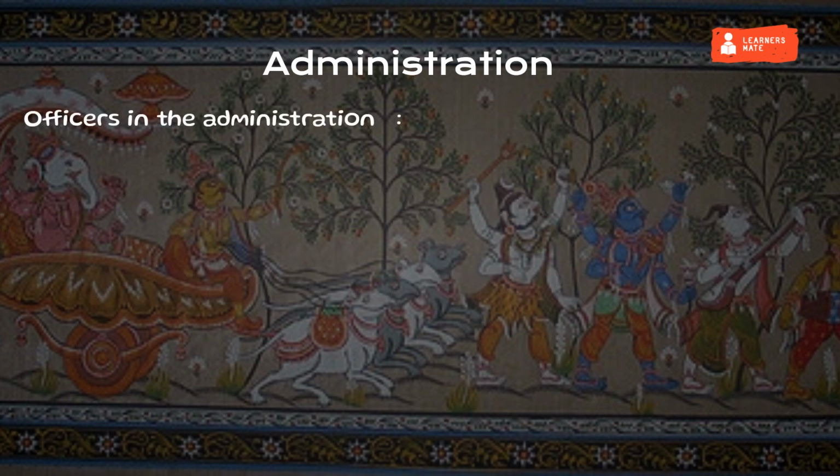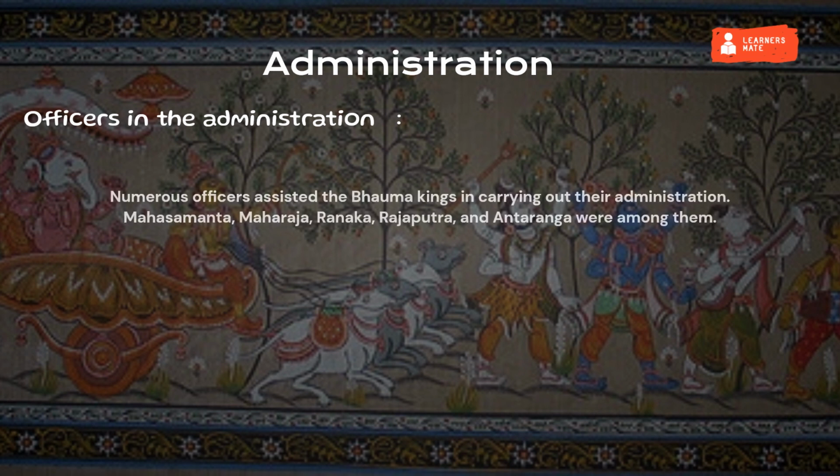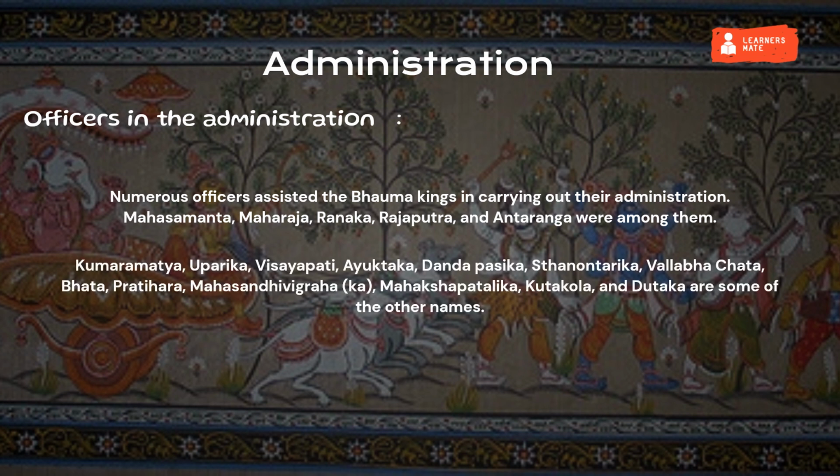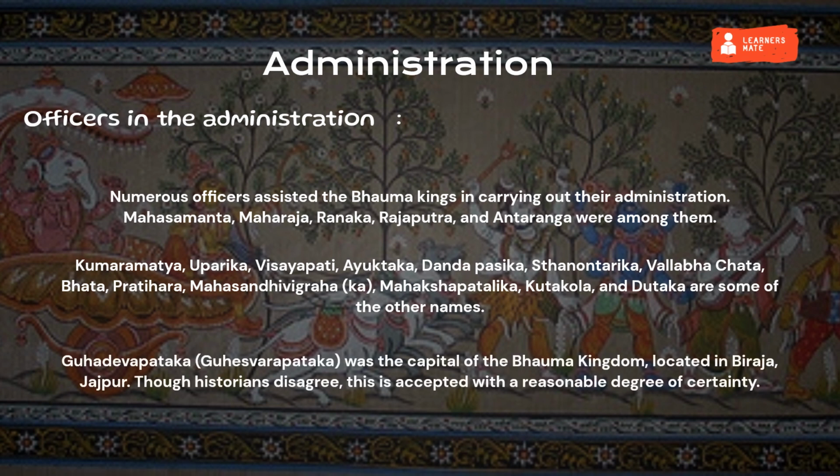The officers in the administration of Bhauma. Numerous officers assisted the Bhauma kings in carrying out their administration. Mahasmanta, Maharaja, Ranka, Rajputra, and Antaranga were among them. Kumaramatya, Uparika, Visyapti, Ayuktaka, Dandapasika, Sthanontarika, Vallabhachata, Phata, Pratihara, Mahasandhi Vigraha, Mahakshapatlika, Kutkola, and Dutaka are some of the other names. Guhdev Pataka, Guswarpataka, was the capital of the Bhauma kingdom, located in Birja, Jajpur. Though historians disagree, this is accepted with a reasonable degree of certainty.